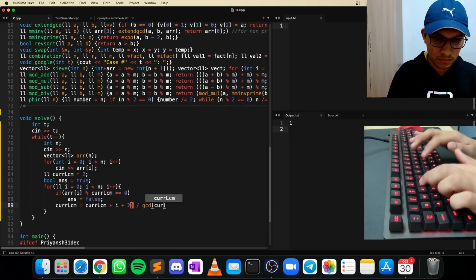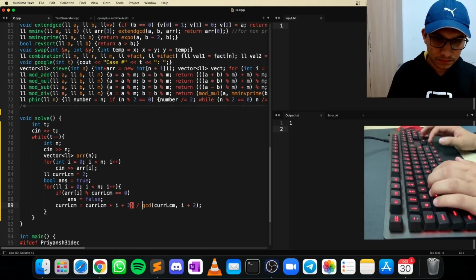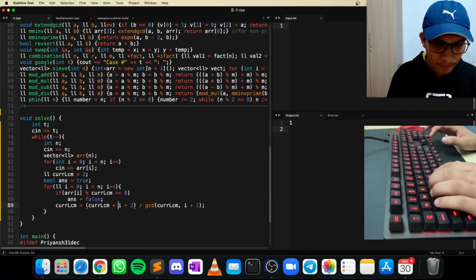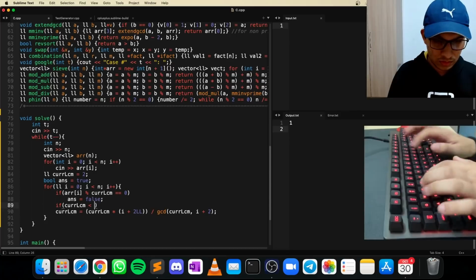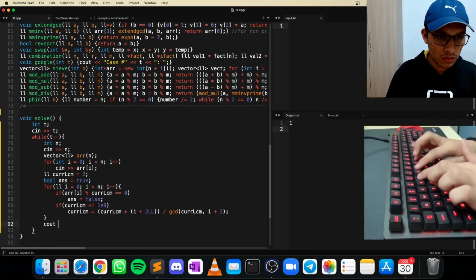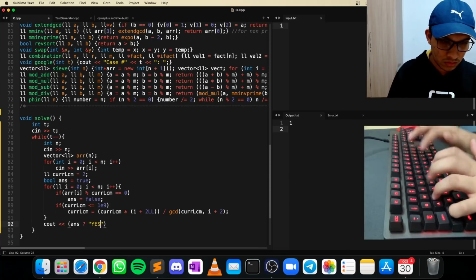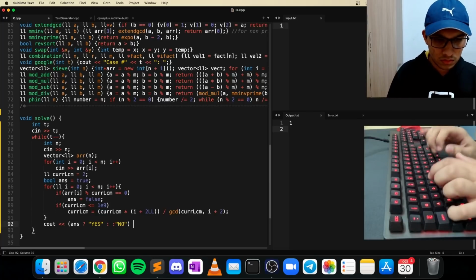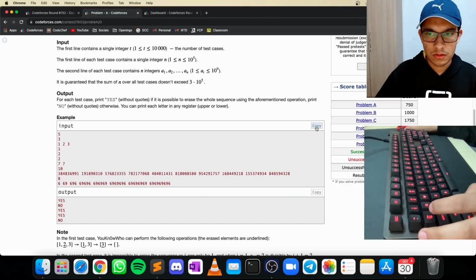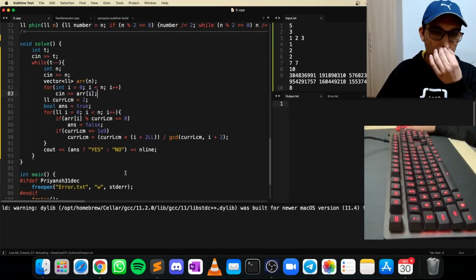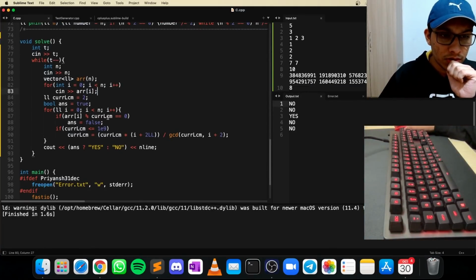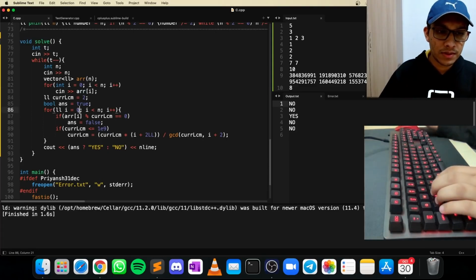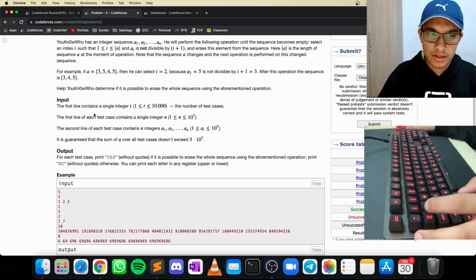GCD of... no, no, yes, no, no. For the first time having no. If ARR at I modulo current LCM equals 0, this should be I plus 3, right? Yes, yes, no, no.